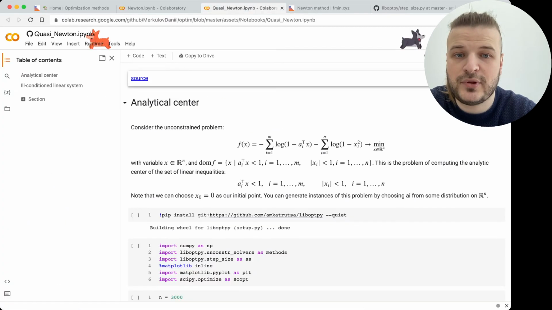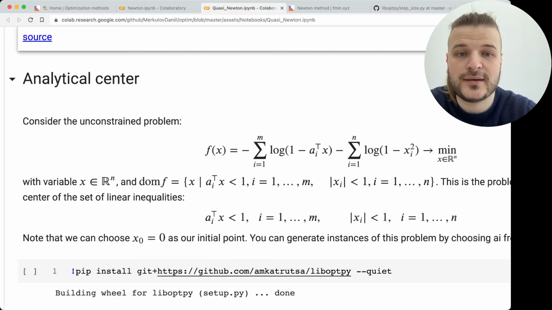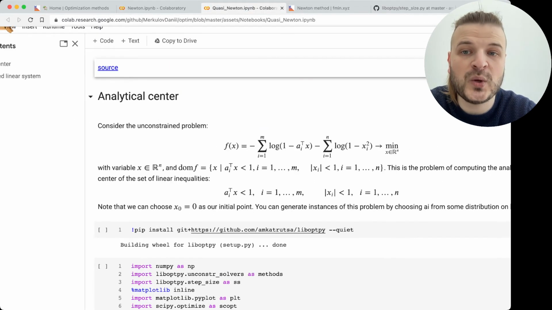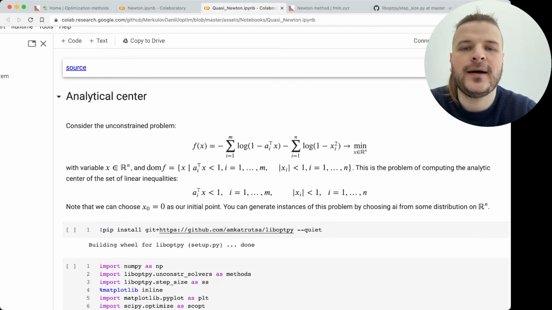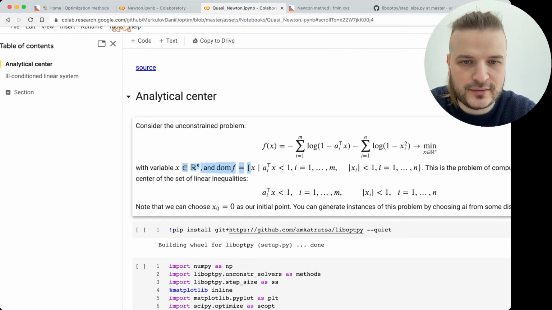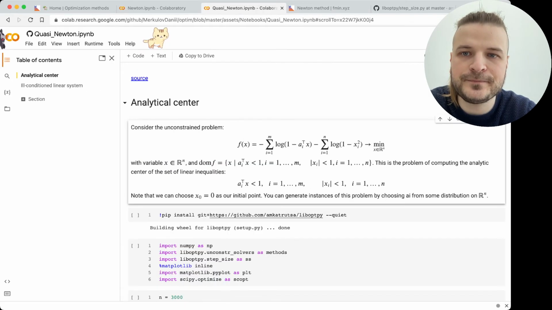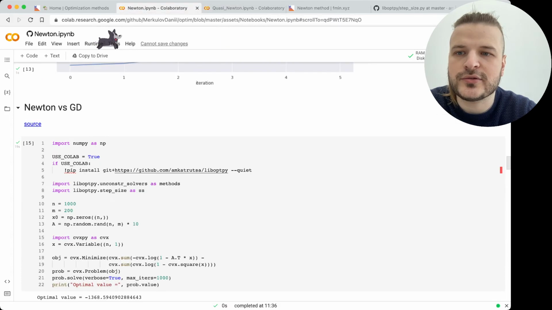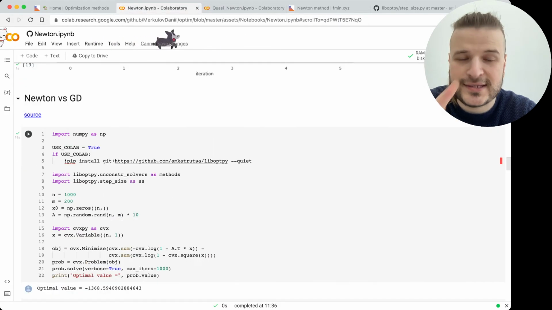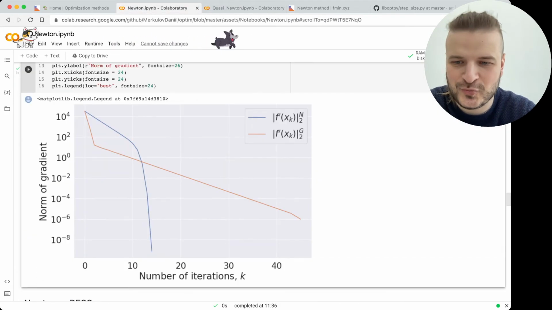That's it. For example, we'll take a look at the following problem, which is called the analytical center problem, as it was before. Imagine that I have a set of linear inequalities here. Oh, sorry. Yes, this notebook will be on the seminar.